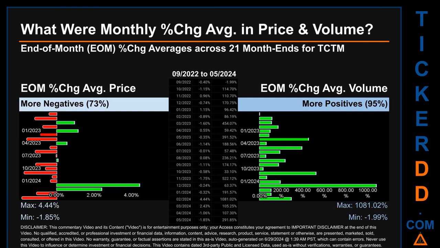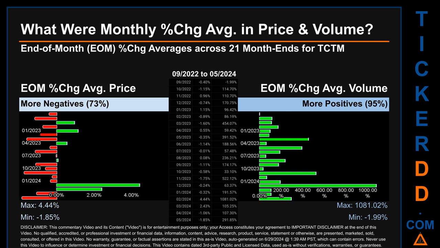What were end-of-month percentage change averages in price and volume for TCTM? The monthly average of percentage change in price and in volume were calculated for each of the 21 month ends. That calculation took daily percentage changes and averaged them for each given month. If a month end came out negative, then it means that the month summarily saw a negative change. From 09, 2022 to 05, 2024, out of 21 month ends, 16 had a negative percentage change in average price. Meaning 73% of month ends saw a negative percentage change in average price. In terms of volume, 21 out of 21 month ends had a positive percentage change. That is 95% of month ends saw a positive percentage change in average volume.